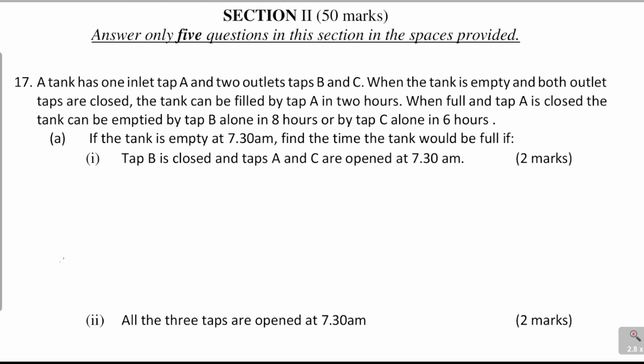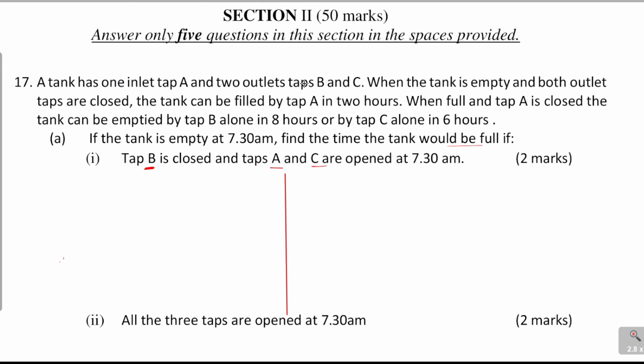Part A: if the tank is empty at 7:30 a.m., find the time the tank would be full if 1. Tap B is closed and taps A and C are opened at 7:30 a.m. So because B is closed, we are supposed to find the time taken to fill the tank if only A and C are opened. So B will be closed, and our interest here will only be taps A and C.